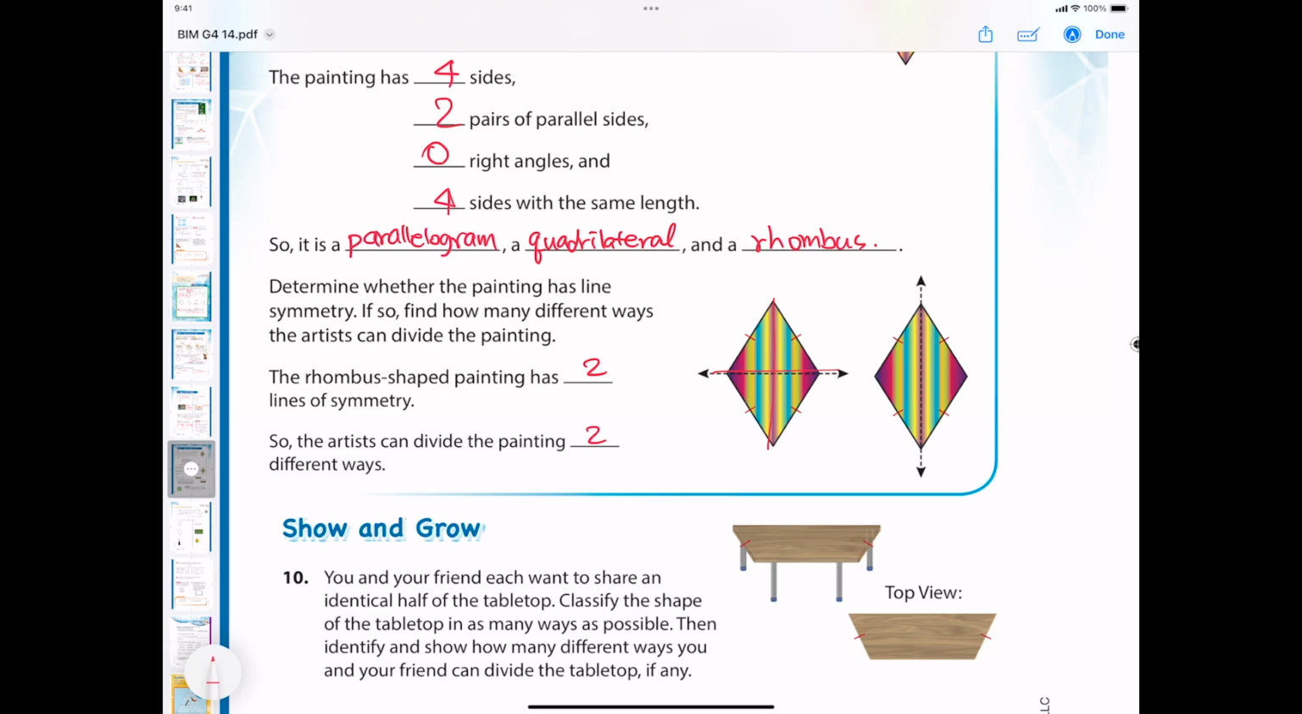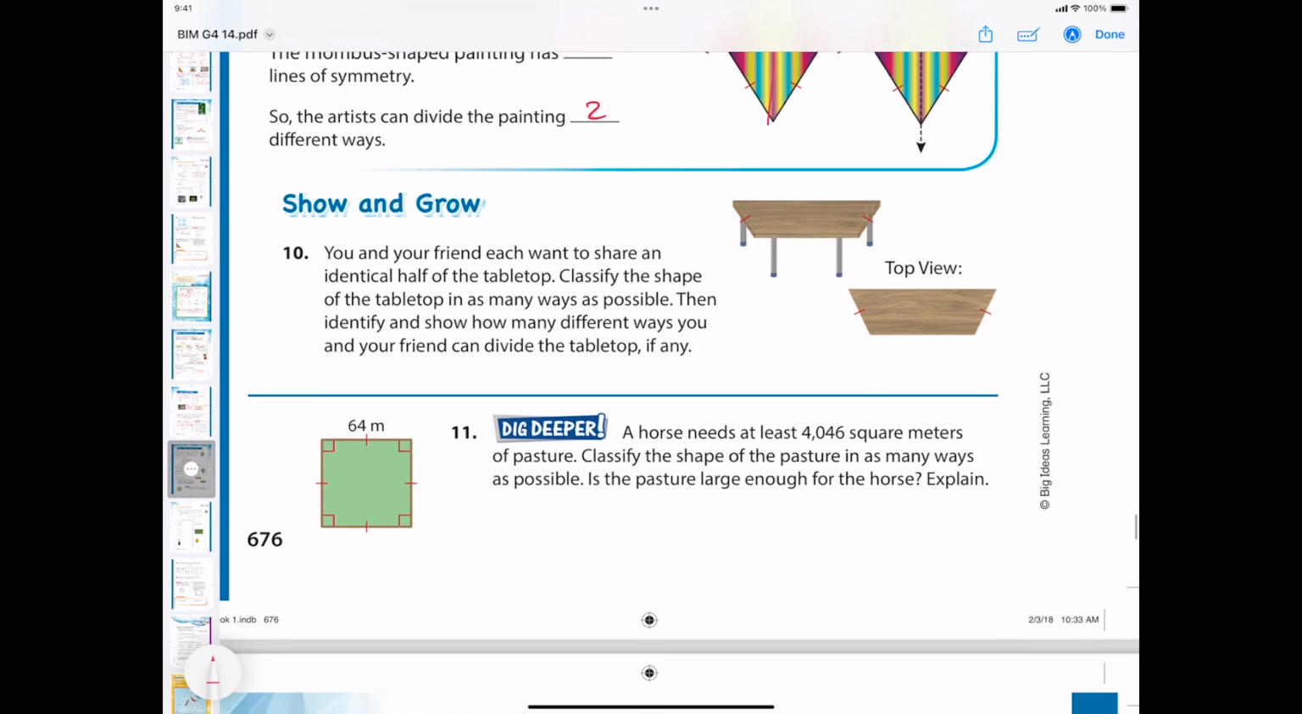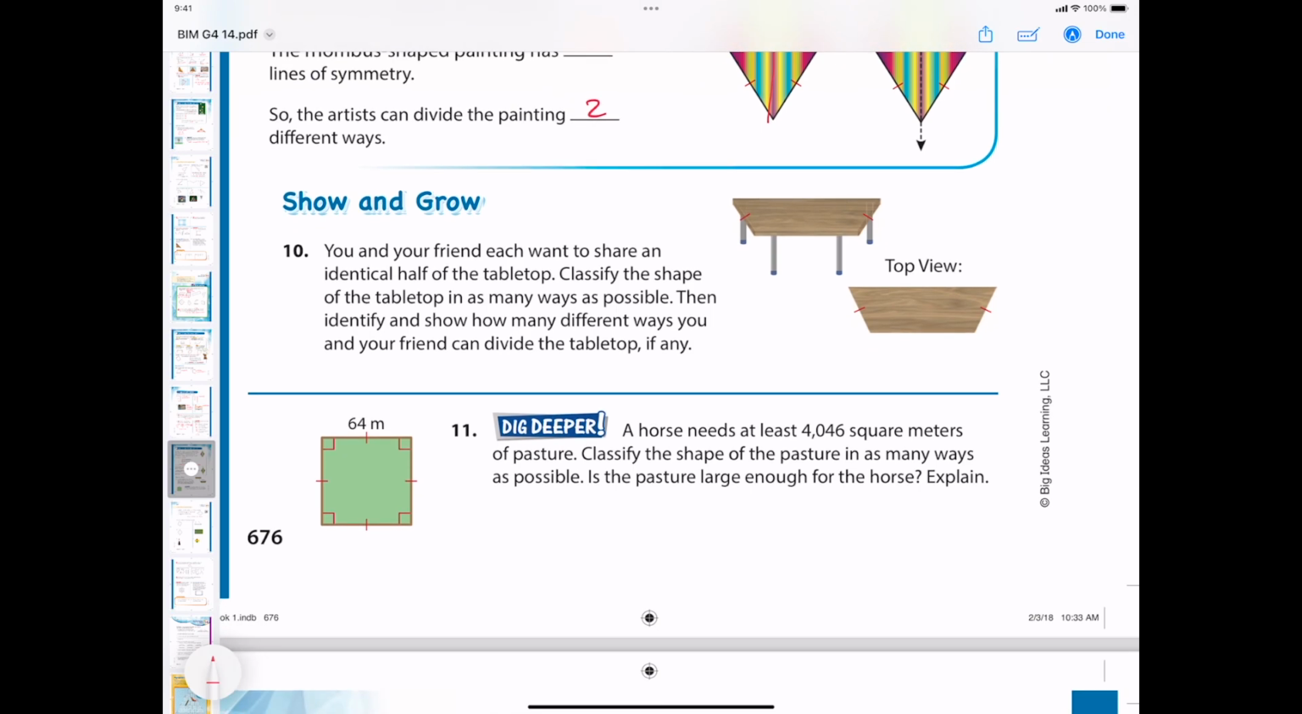Okay. Now, last two questions, sorry. You and your friend each want to share an identical half of the tabletop. Classify the shape of the tabletop in as many ways as possible, then identify and show how many different ways you and your friend can divide the tabletop, if any.